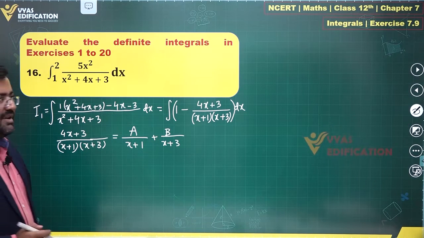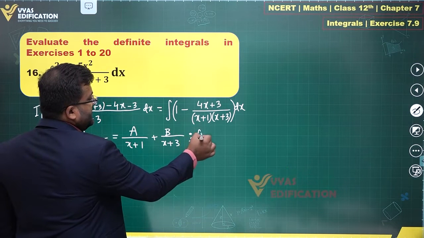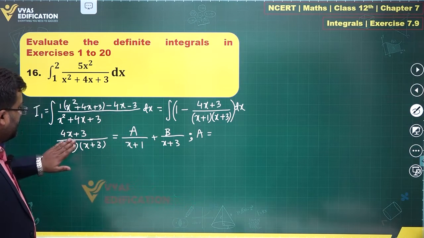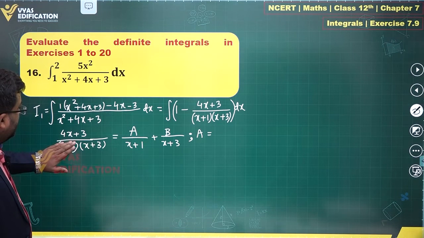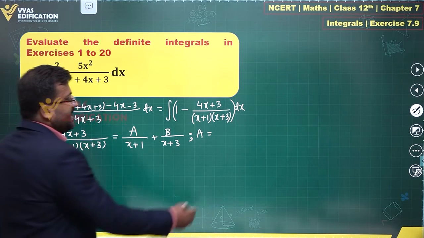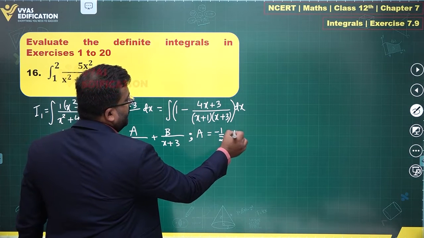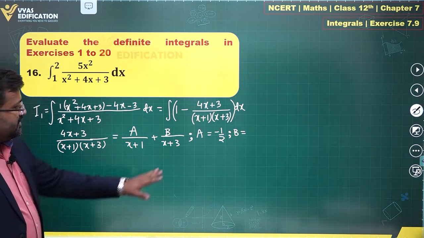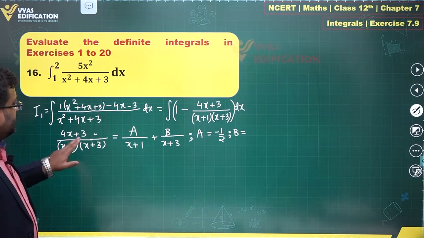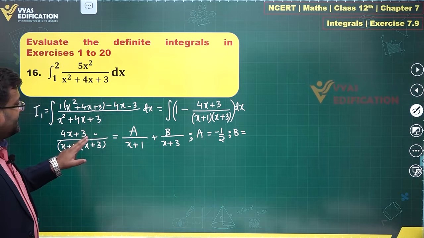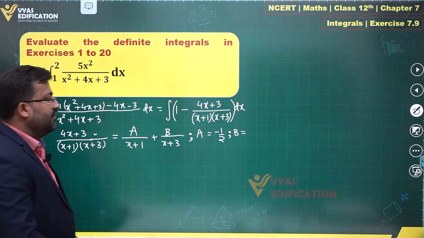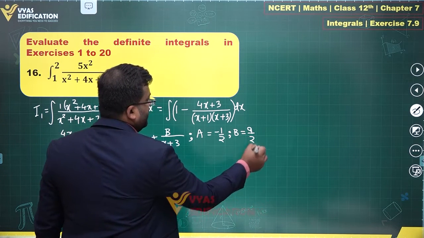Finding the values of a and b is the key, and we can find them easily. A will be equal to what? You multiply throughout with x plus 1, this goes away, and you put x equal to minus 1. So this becomes minus 4 plus 3, minus 1 upon 2. So a is minus 1 by 2. B will be equal to what? You multiply with x plus 3, this goes away, and you put x equal to minus 3. So this becomes minus 12 plus 3, which is minus 9 upon minus 2, which will be 9 upon 2.